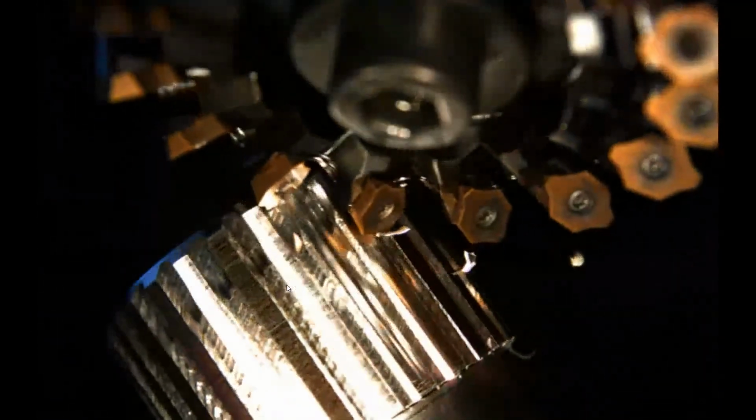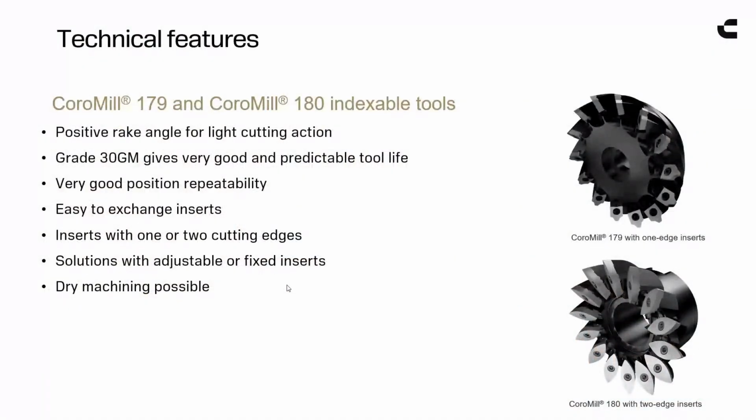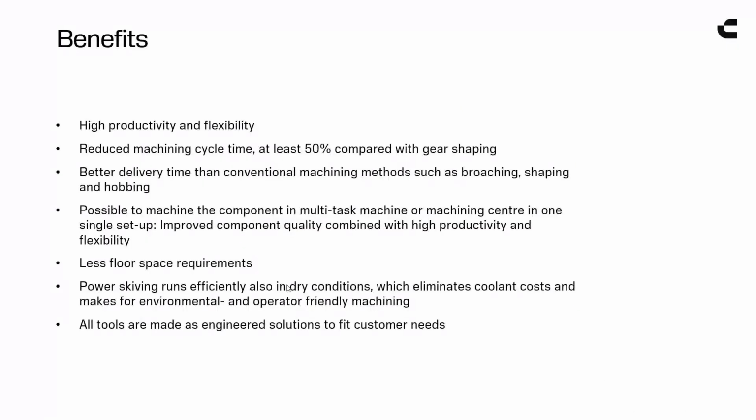So really fantastic solution. In the past, you'd have to use a multitude of machines, a shaping machine or a gear hobbing machine, to make this happen. But now with multitask machines, you do have the capability of doing this right on one machine. There's a couple of examples there: our CoroMill 179 solution, as well as our CoroMill 180 solution. And again, we can make these to any kind of custom size and shape to meet your needs for your spline.